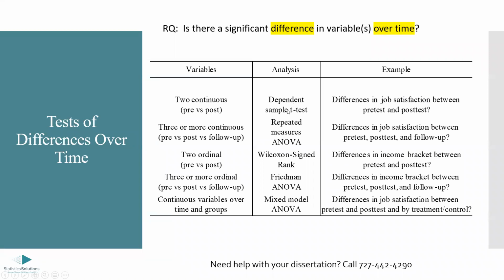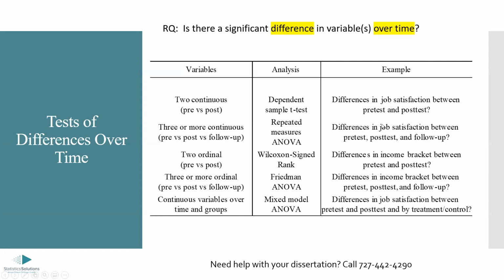Expanding the idea further beyond just pre and post, what if you want to look at differences in 3 points in time, pre, post, and maybe a follow-up? Here, you need to use a repeated measures ANOVA. This would be a sample research question: do we have differences in job satisfaction between pre-test, post-test, and follow-up?